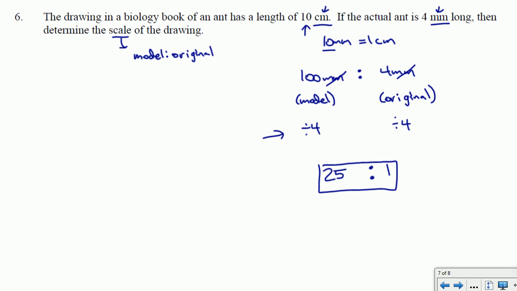If this step was a little bit of a stretch for you, you can generally use your calculator to reduce the fraction for you. This would give you 25 over 1, or if you did it the other way, 4 over 100, it would give you a fraction as 1 over 25.